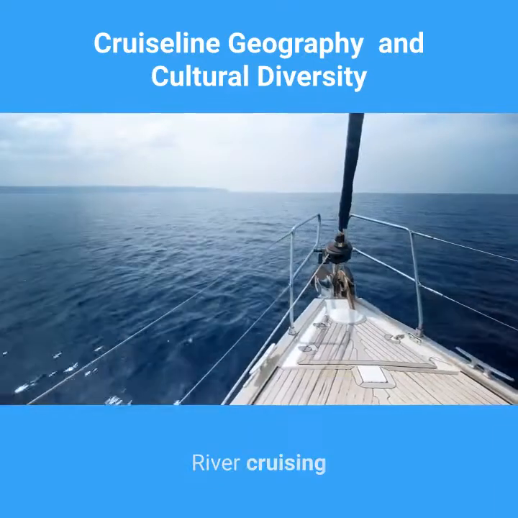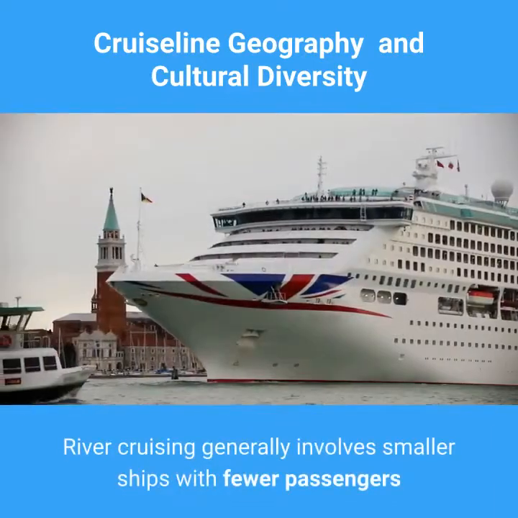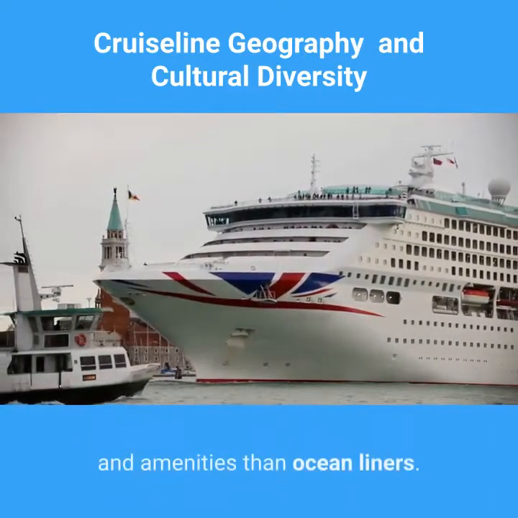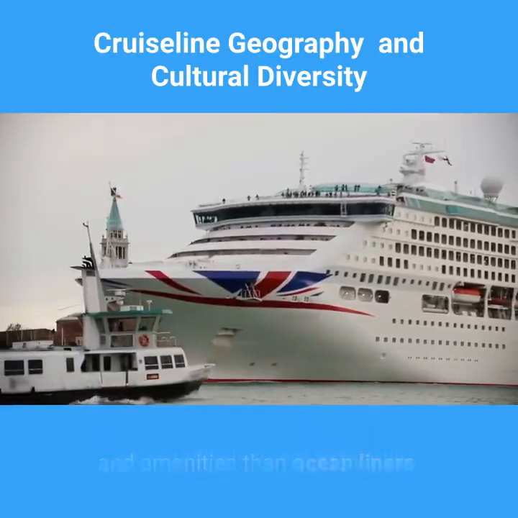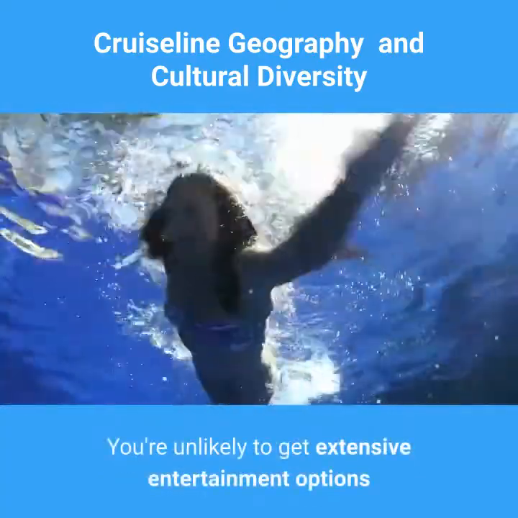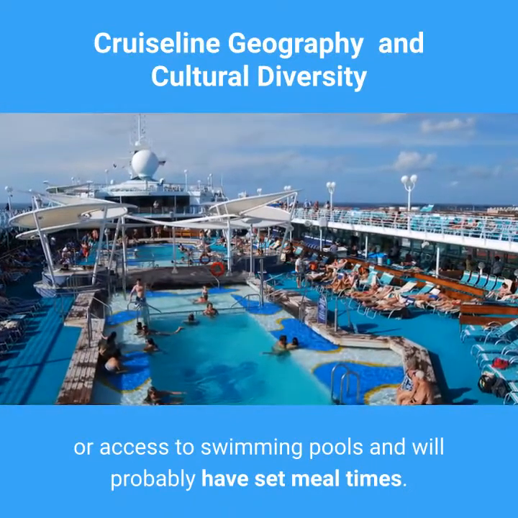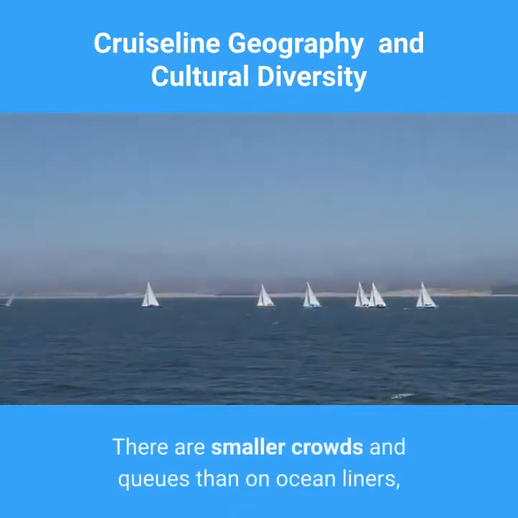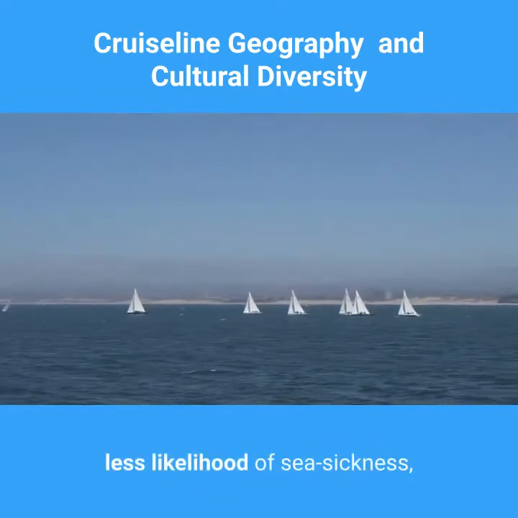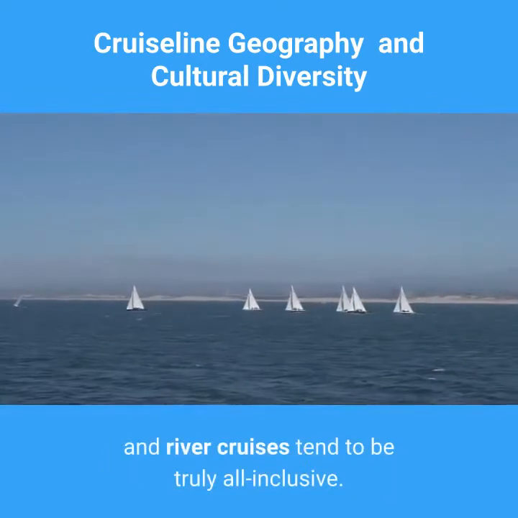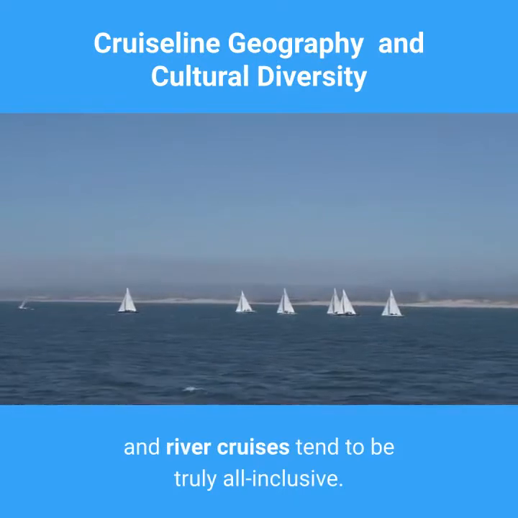River cruising. River cruising generally involves smaller ships with fewer passengers and amenities than ocean liners. You're unlikely to get extensive entertainment options or access to swimming pools and will probably have set meal times. There are smaller crowds and queues than on ocean liners, less likelihood of seasickness, and river cruises tend to be truly all-inclusive.